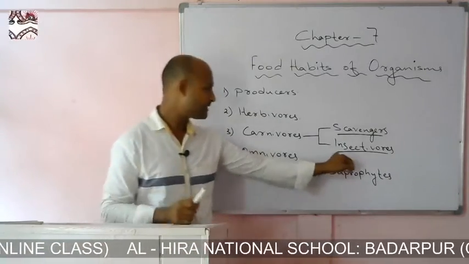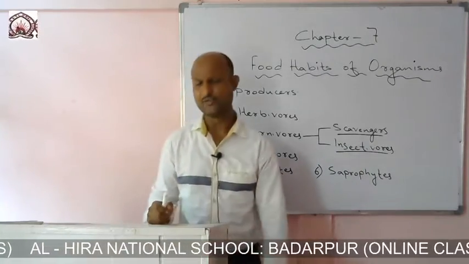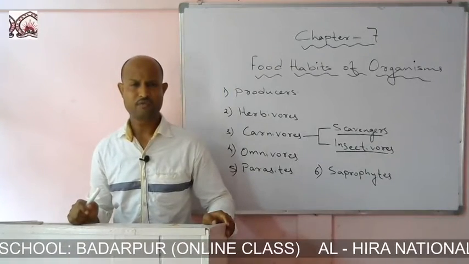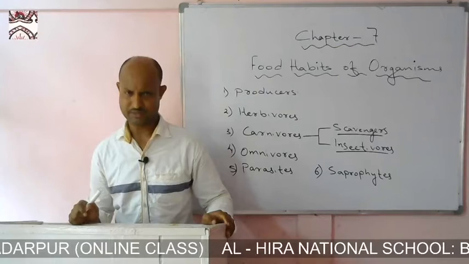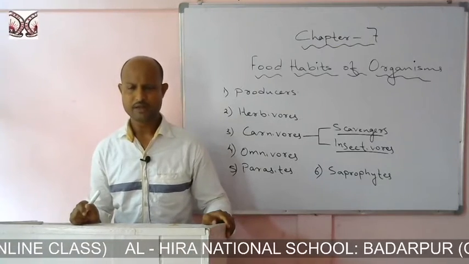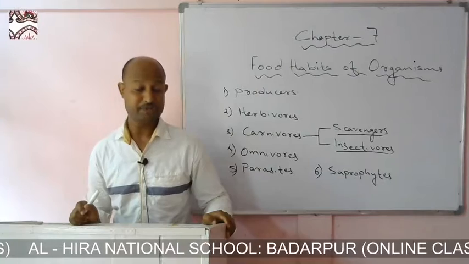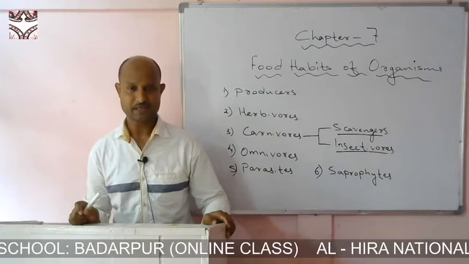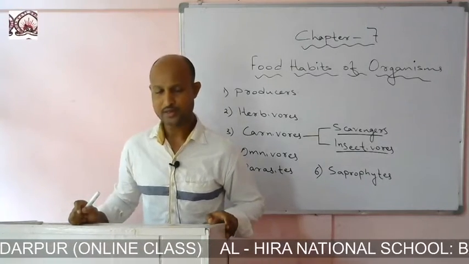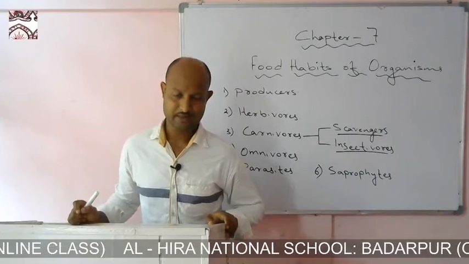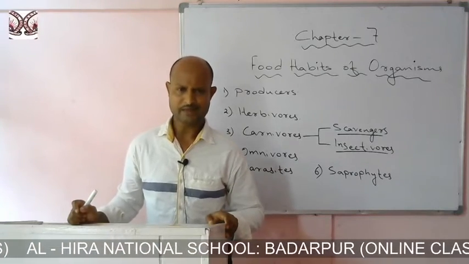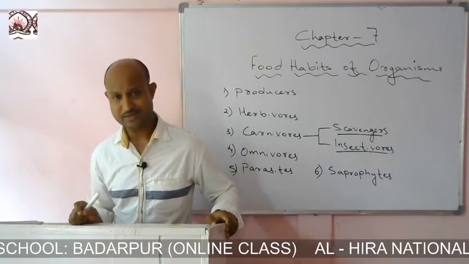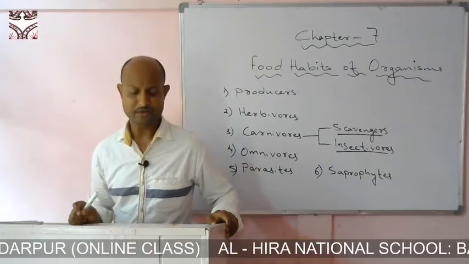Next, we have got another subgroup under carnivores as insectivores. Insectivores are those organisms that often eat the insects of other organisms. That means they often feed on insects. For example, we have got insectivorous plants also, like pitcher plant and Venus flytrap. They often feed on insects for getting protein. And some other organisms like spiders also feed on other insects for getting their food.